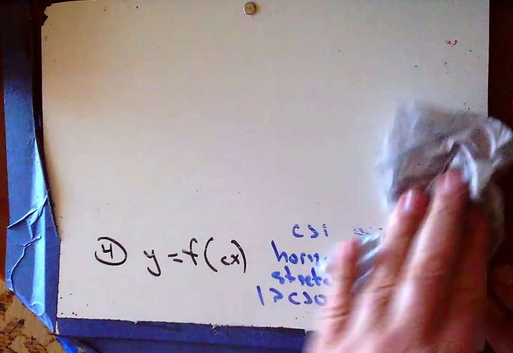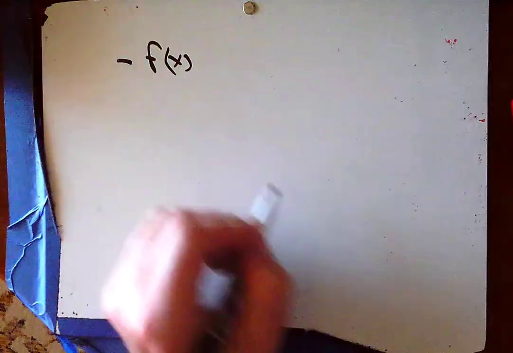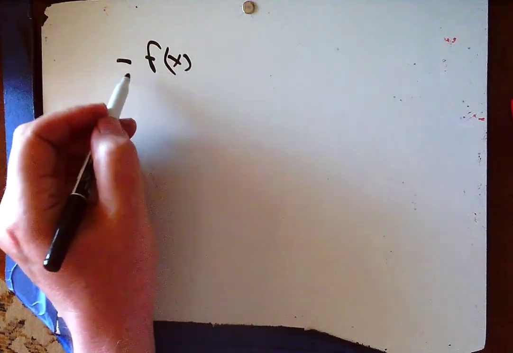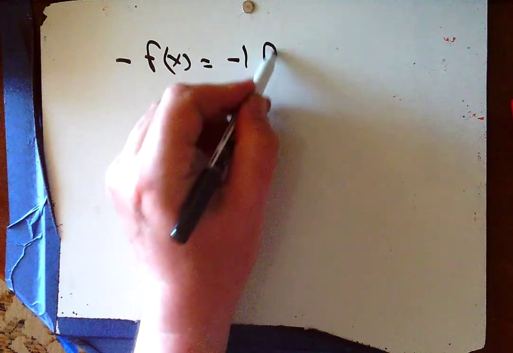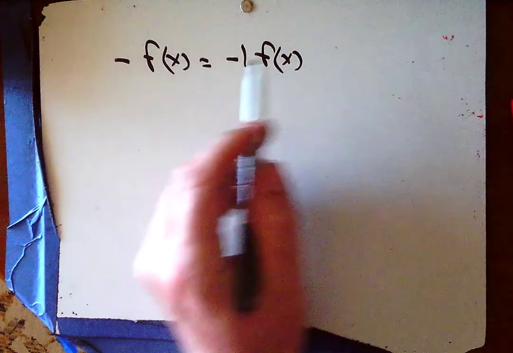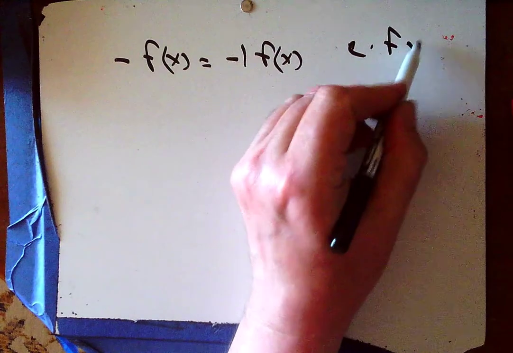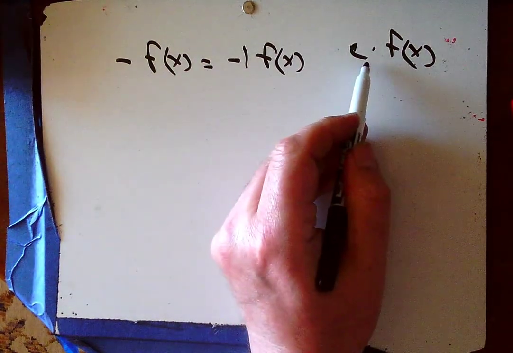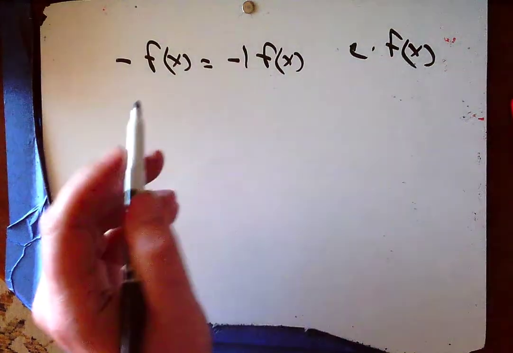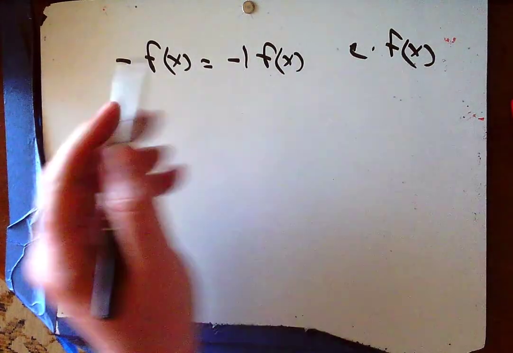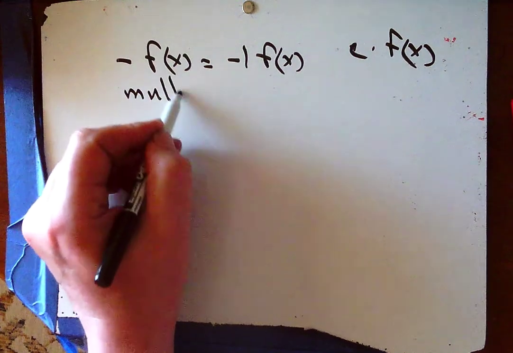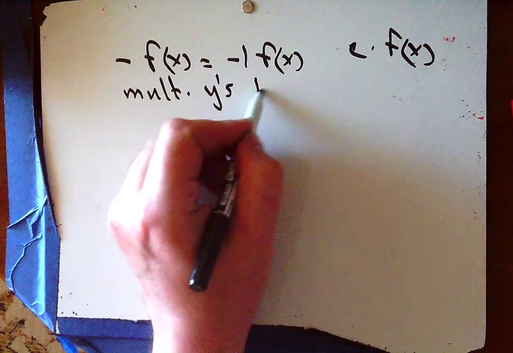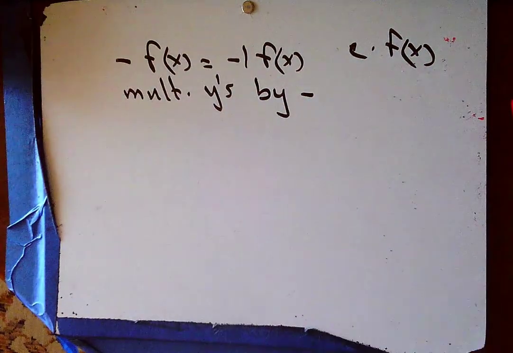But wait, there's more. All right, so what happens if we have negative f of x? Well, that's the same as seeing negative 1 f of x. And we know, because of c times f of x, that when we have a number out here, we multiply all the y values by that number. So I want to multiply all the y's by negative 1. What will happen if I multiply all the y's by negative 1?